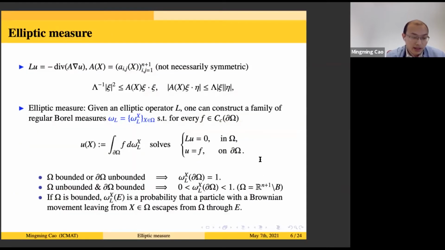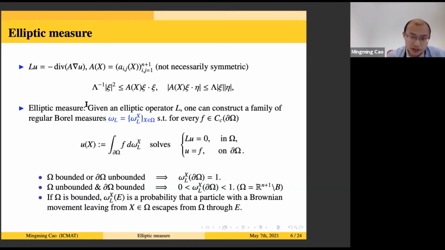Next, let us introduce the elliptic measure. In what follows, we always consider second-order divergence form elliptic operators. The coefficients satisfy the uniform ellipticity condition. The matrix A is not necessarily symmetric. Okay, and what is the elliptic measure?